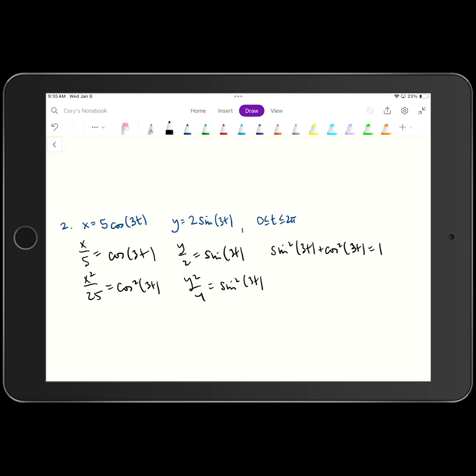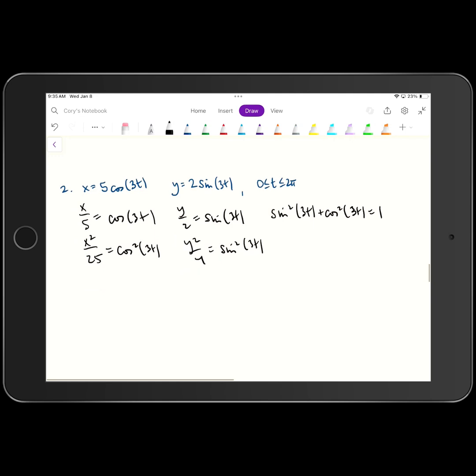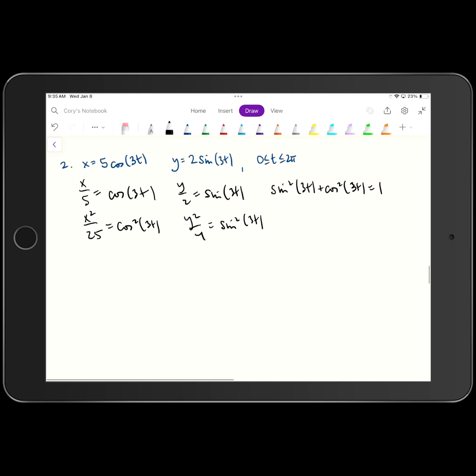And then using that Pythagorean identity, plugging in x squared over 25 in the place of cosine squared of 3t and y squared over 4 in the place of the sine squared of 3t, we're going to get x squared over 25 plus y squared over 4 is equal to 1. So when we eliminate the parameter, we get the same equation as what we found in our previous example.